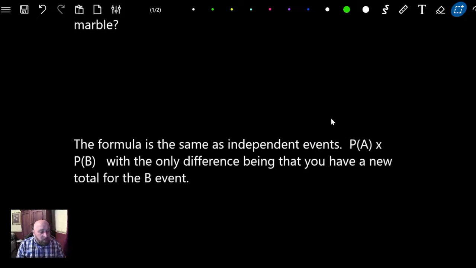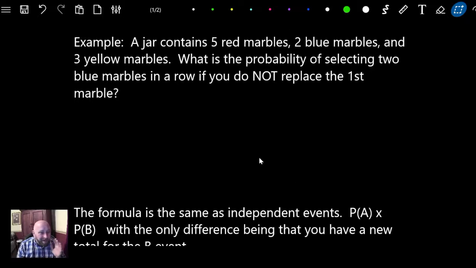Take a look down here at what I wrote. The formula is the same as independent events: the probability of A times the probability of B. The only difference is that you have a new total for the B event. All right, let's go back and do that real quick. Let's run through this example with that in our minds.